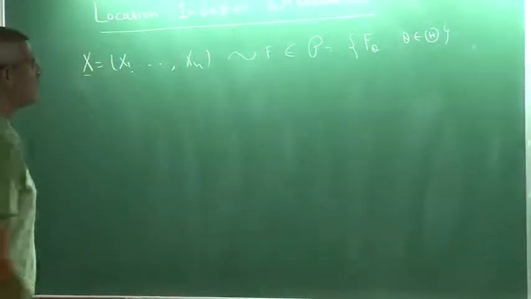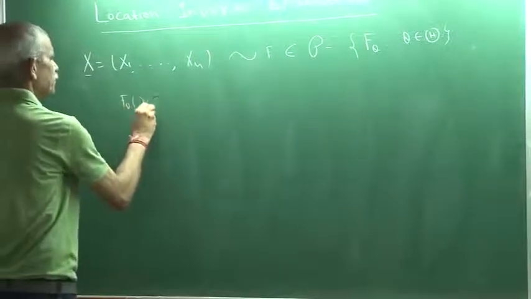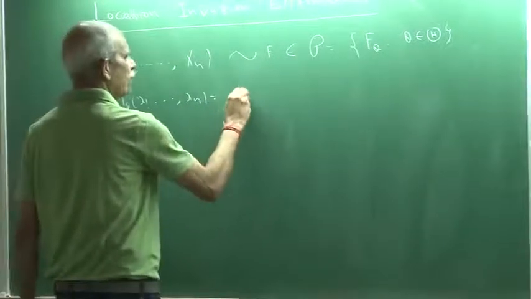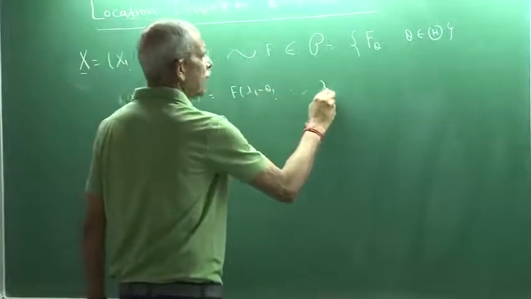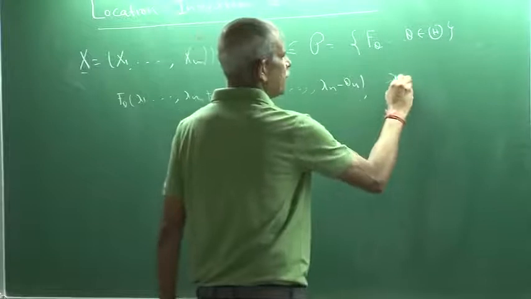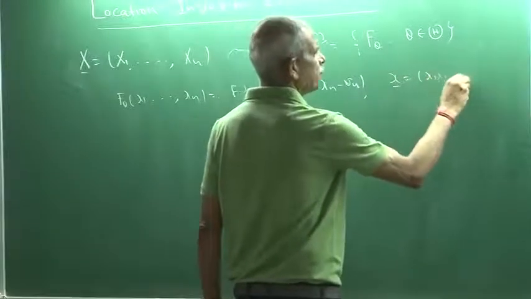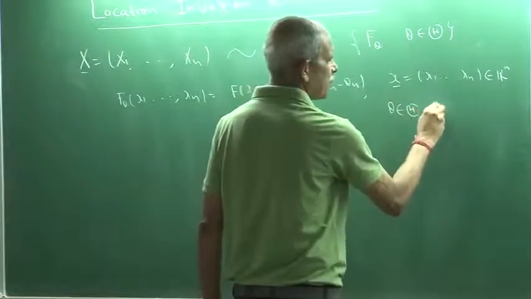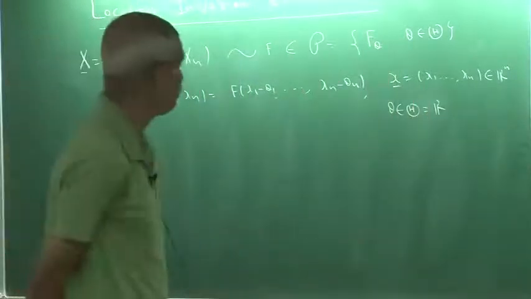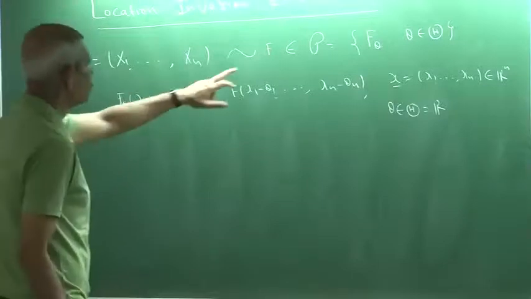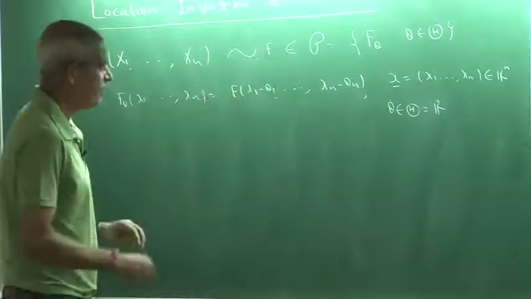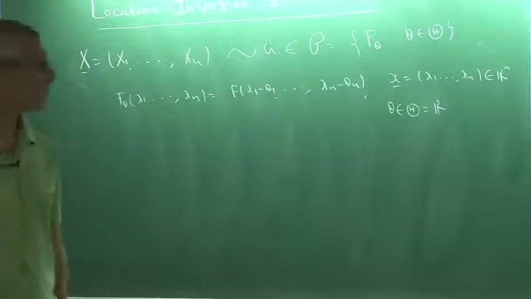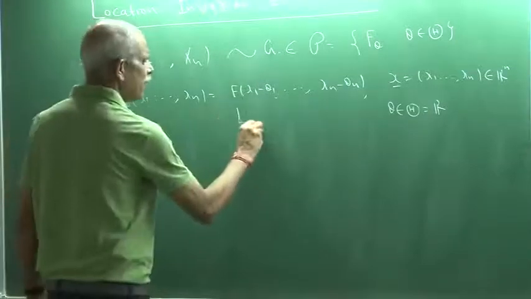Theta belongs to capital Theta, where F theta of x1, x2, ..., xn is the same as F of x1 minus theta, ..., xn minus theta. The vector x, which is x1, x2, ..., xn, belongs to Rn. Theta is the parameter of interest, and I assume that capital Theta is the whole real line. I have used two different F's over here. This F and this F may be different, so you can use this as g, it doesn't matter. Here, the functional form of F is known.